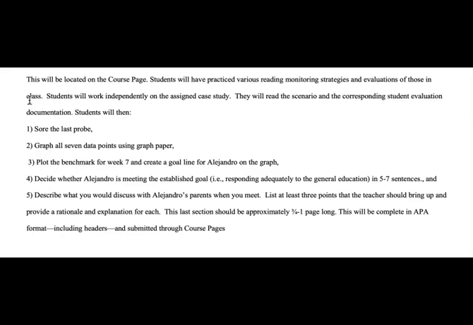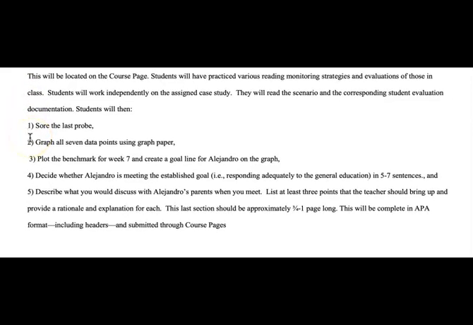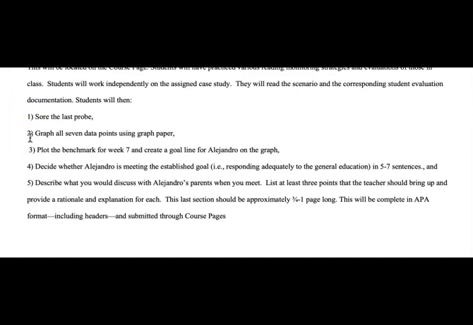Now, there's a graph already included in the Iris study, which you can utilize and then either snap that to include it into the assignment. I'll show you that in just a minute. Or you can create your own graph if you so choose. So what you want to do is graph all 7 data points using the graph paper, the 6 previous, plus using the scores from that newest evaluation.